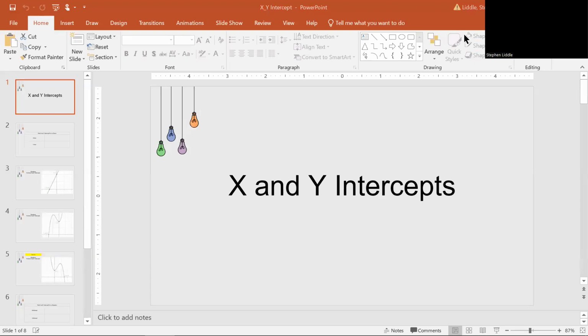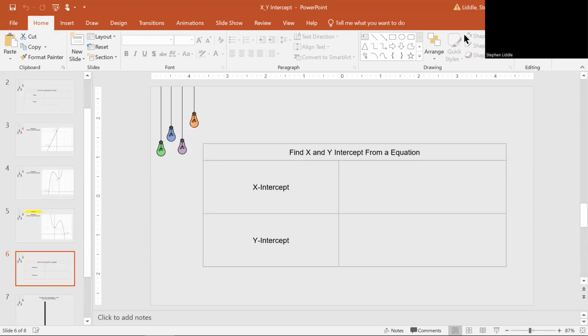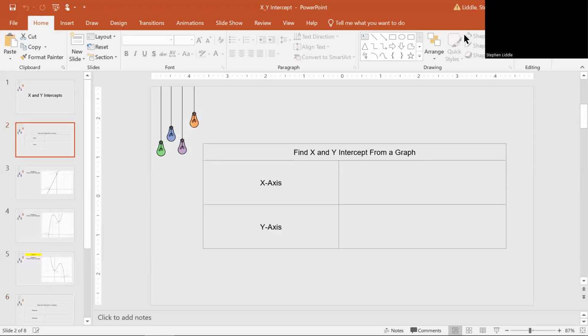Welcome. So today we're going to be talking about X and Y intercepts. We're going to find X and Y intercepts from a graph, and then we'll find X and Y intercepts from an equation. Feel free to follow along in the notes provided. I'll be writing first in this text box, doing some examples, and you can follow along, and then I'll have portions where you can try out the work yourself.